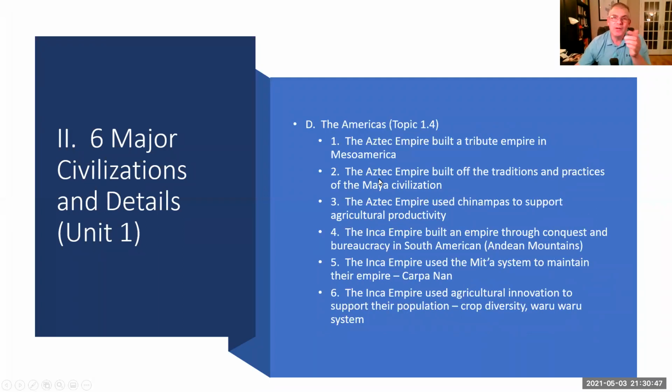The next thing, the Americas. So the Aztec Empire is the empire to know out of Mesoamerica.